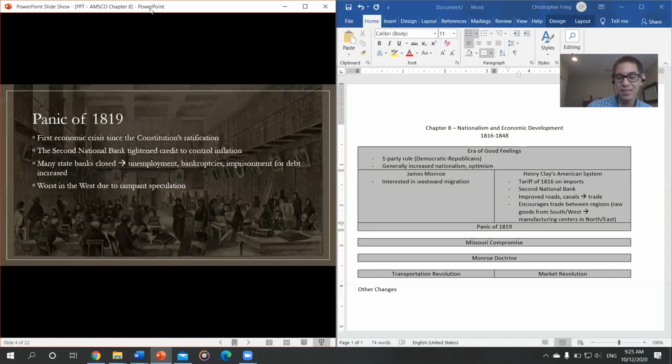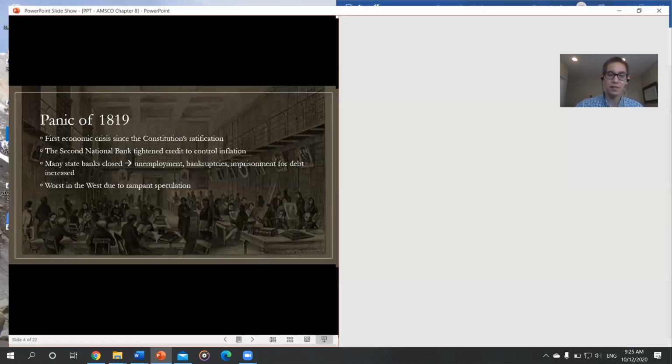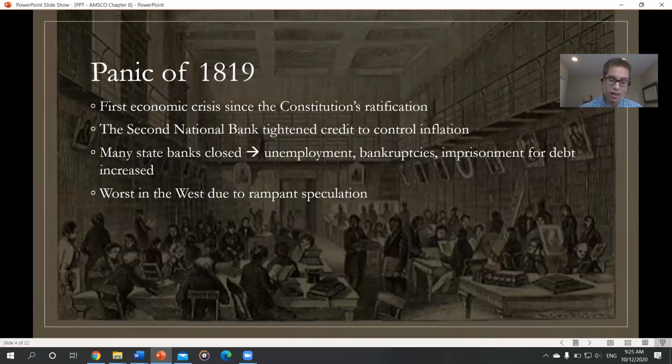Now, this era of good feelings is very short-lived, only a few years before the Panic of 1819 hits, and all of that goodwill and economic prosperity starts to struggle. This was the first economic crisis since the Constitution's ratification. So the first real economic crisis that the United States of America has had to face.